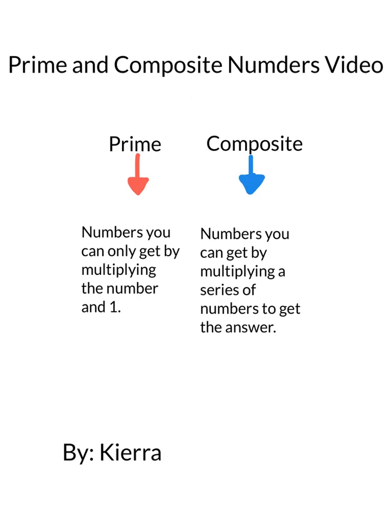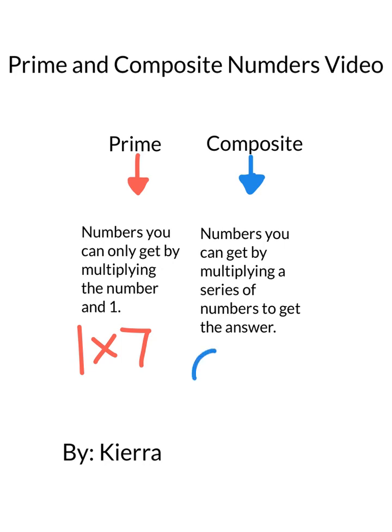Prime: numbers you can only get by multiplying the number and 1. Composite: numbers you can only get by multiplying a series of numbers to get the answer. So, as an example, that's like 1 times 7. You can't get 7 with any other number but 1.